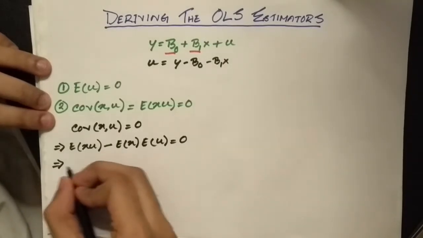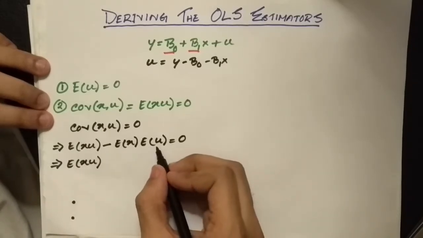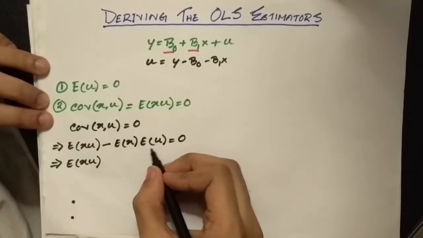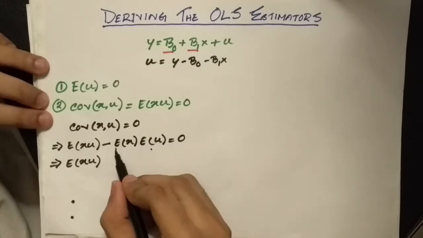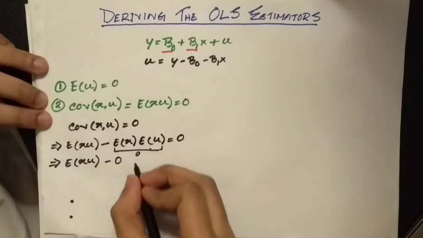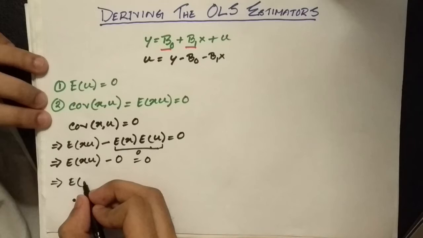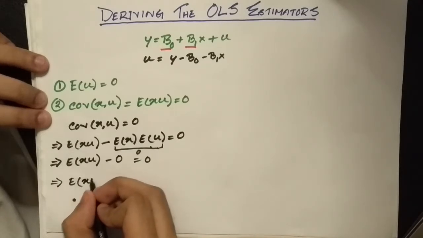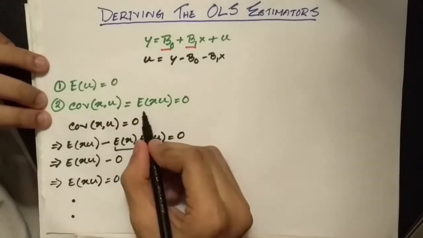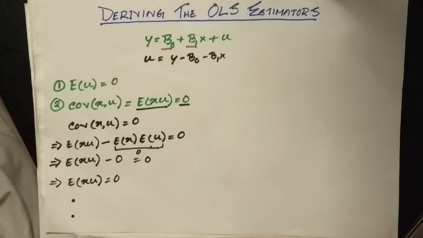We already know that the expected value of u equals 0, so the whole second term is just 0. Essentially we are only left with the expected value of xu equals 0. So with this and this in mind, let's derive beta naught and beta 1.